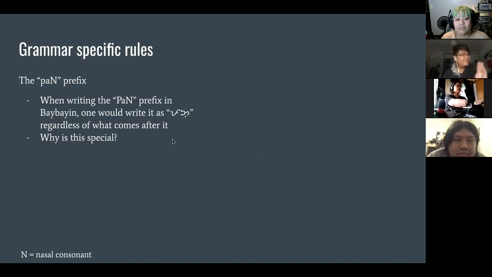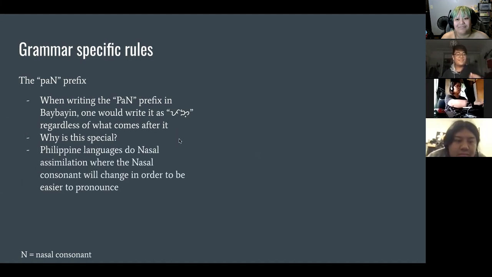Why is this special? Philippine languages do a thing called nasal assimilation.